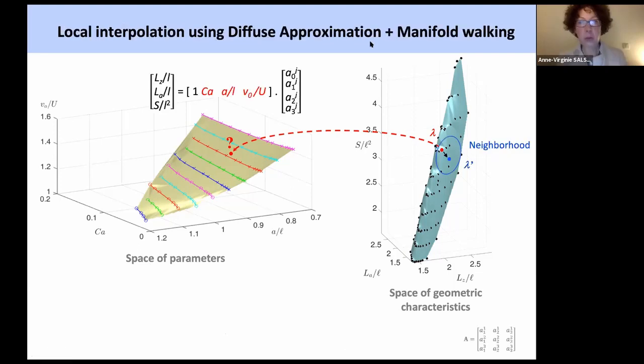To do so, we propose to use diffuse approximation and manifold walking. The concept of manifold is to walk on these hypersurfaces, and the concept of diffuse approximation is simple: it is just to do an integral locally within a neighborhood, using all the numerical solutions close to the experimental point. So we take the point that was measured experimentally and project it onto the hypersurface, otherwise it's not a proper solution.